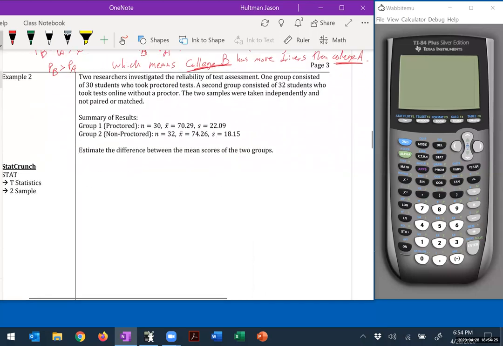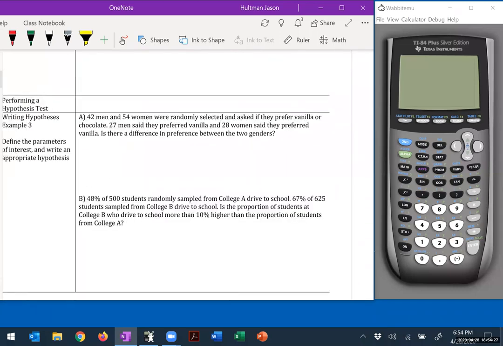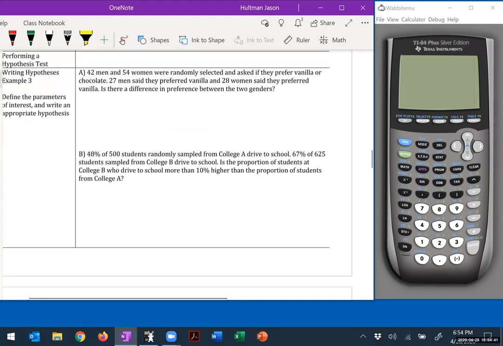Okay, we're going to skip example 2, and we're going to jump into example 3 here. We'll come back to example 2 on Thursday. Example 3: writing hypotheses for a hypothesis test. So we're just going to write the hypotheses, and then we're going to do one example, and then we're going to call it a day on the lecture here.